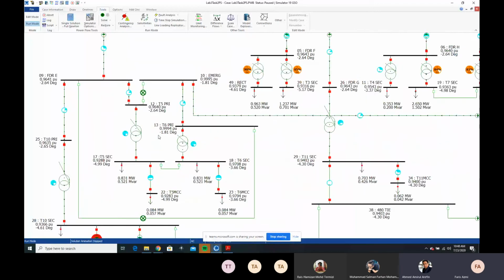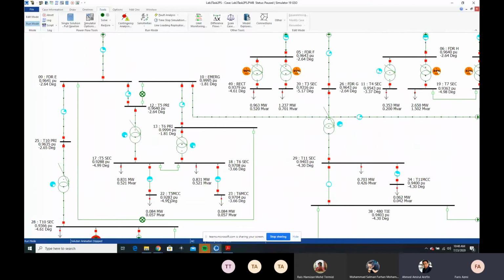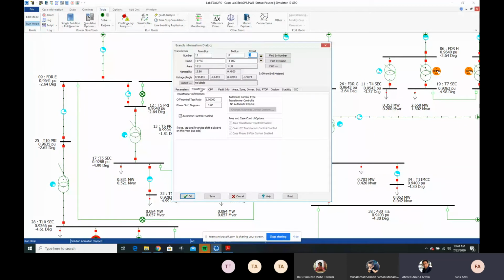So this is bus number 22 with 0.92. We'll change the transformer tap over here. One transformer tap is equal to 0.0625. So if you want to change one tap, 1 minus that value gives 0.9375. Then I will run it again.